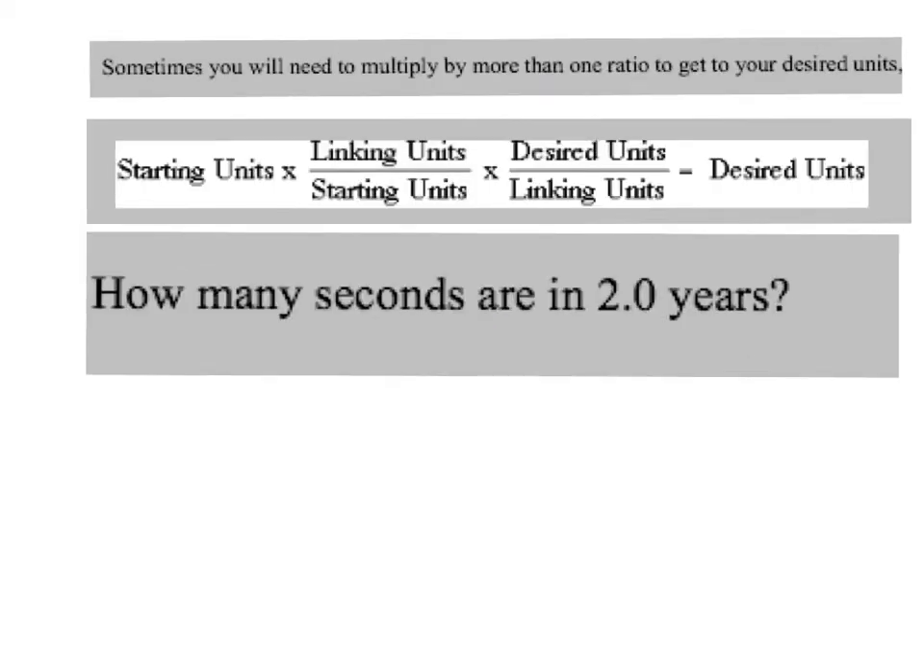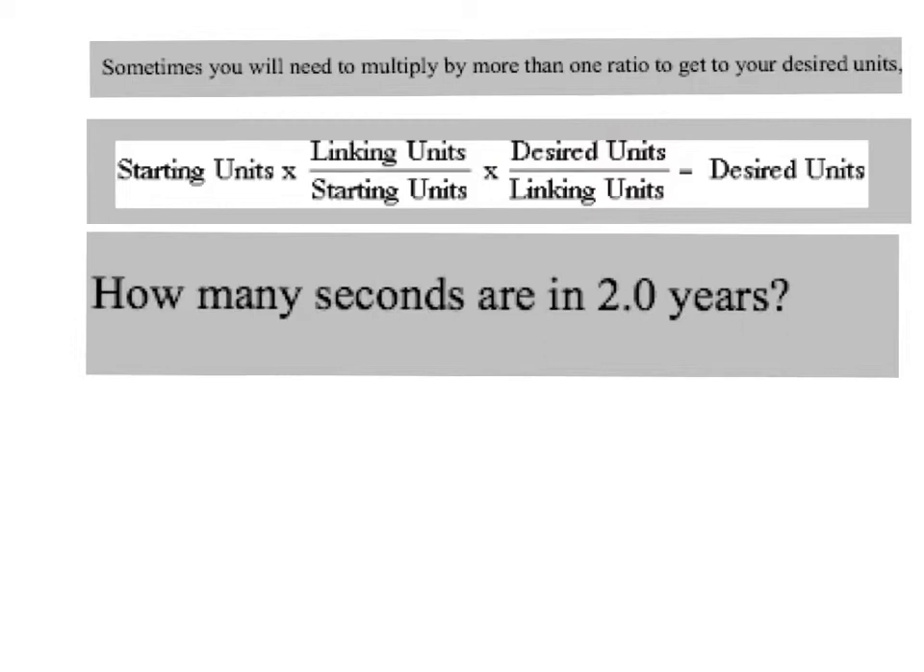Now sometimes you'll need to multiply by more than one ratio to get your desired units. It's not always as simple as 4 tires in one car. In this case, you're going to start with your starting units like always. Write the same unit bottom right. Your new unit will be the linking unit that will connect to the final unit we want. Then again, cancel out that same unit. When you cancel everything out, you'll be left with your desired units.